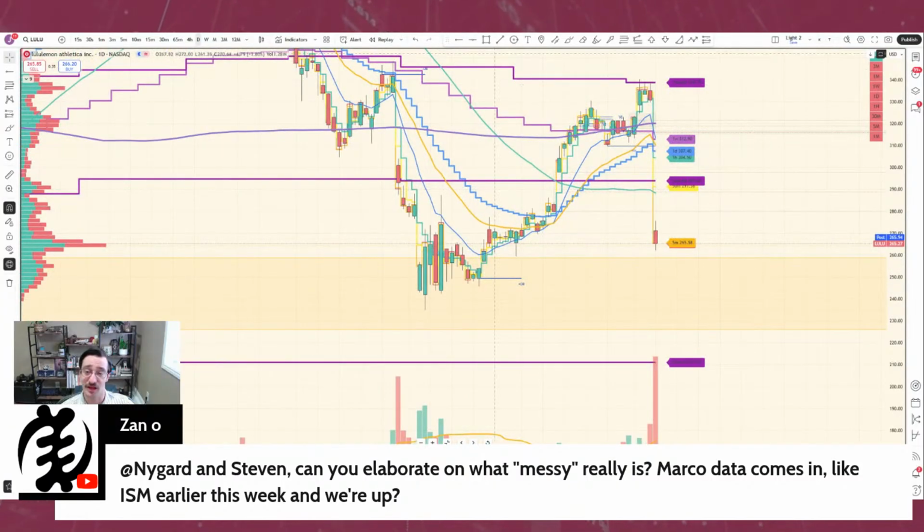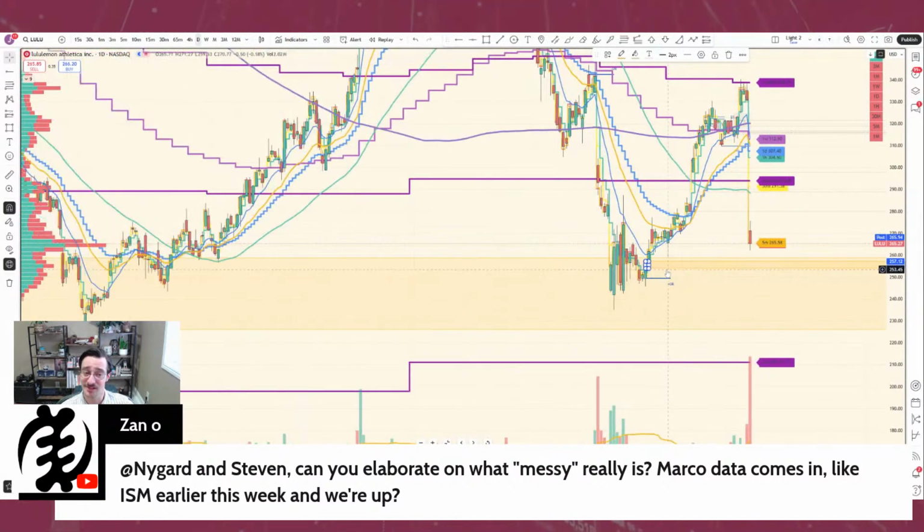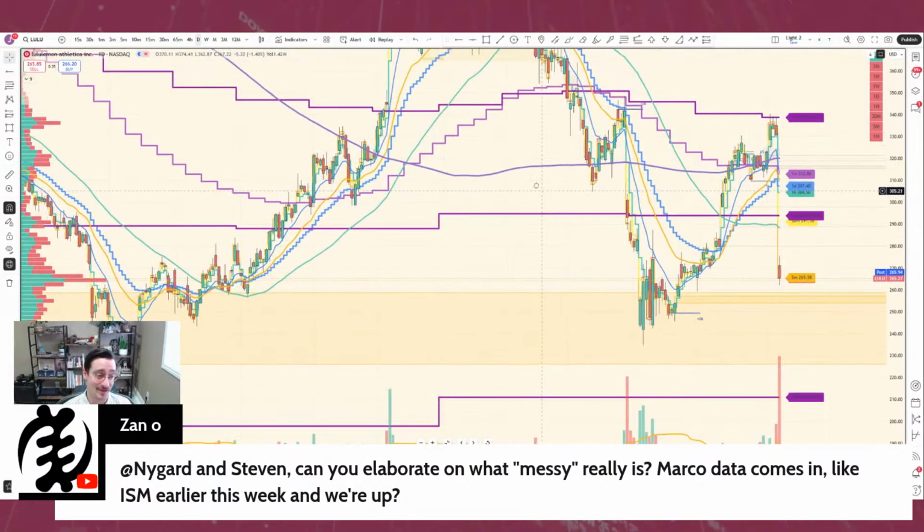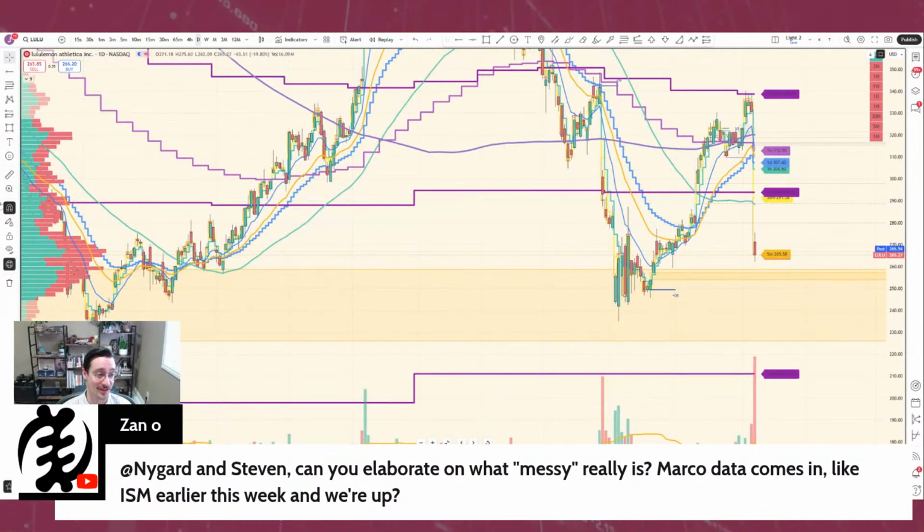So what we could look at is one area where it could catch is this gap fill right here. There's a possibility that it could catch here and hold. So keep 253 to 257 on your radar if you're looking to long this. But honestly, I'm not seeing anything that sparks joy here. So that's where I'm at with Lulu. But thanks for putting it on my radar.